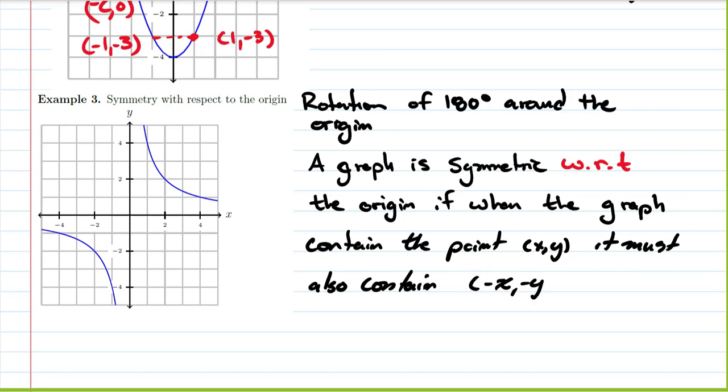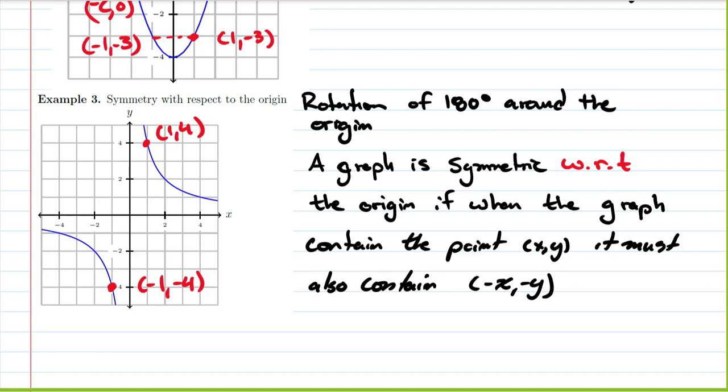So unlike the first two, when we have symmetry with respect to the origin, if I contain the point, say here, at negative 1, negative 4, the symmetry point is I have to take the opposite of both coordinates. So negative 1 would become positive 1, and negative 4 would become positive 4. So the symmetry point would be up here at 1, comma 4. And as we noted, geometrically, that is a rotation of 180 degrees around the origin.